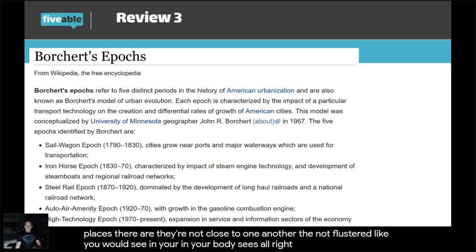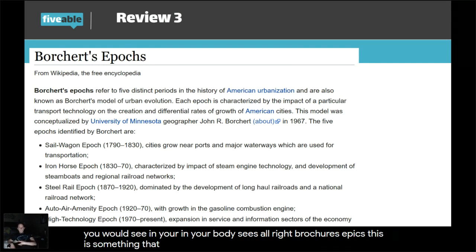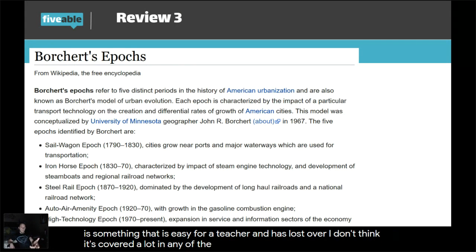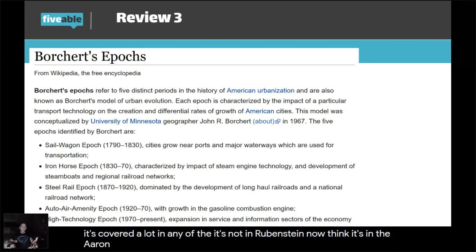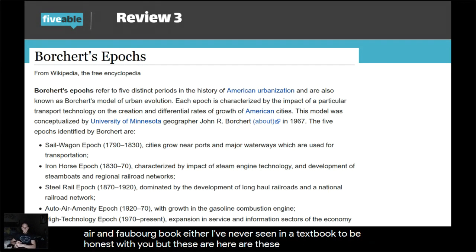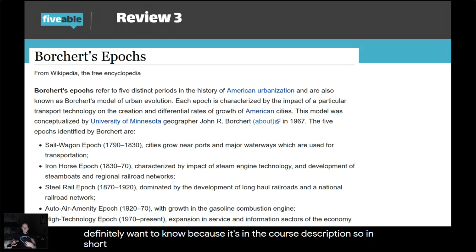All right. Borchert's ethics. This is something that is easy for a teacher to gloss over. I don't think it's covered at all in any of the textbooks. It's not in Rubinstein. I don't think it's in the Aaron Fouberg book either. I've never seen it in a textbook, to be honest with you. But this is something you would definitely want to know because it's in the course description. So in short, it's really not hard to understand.